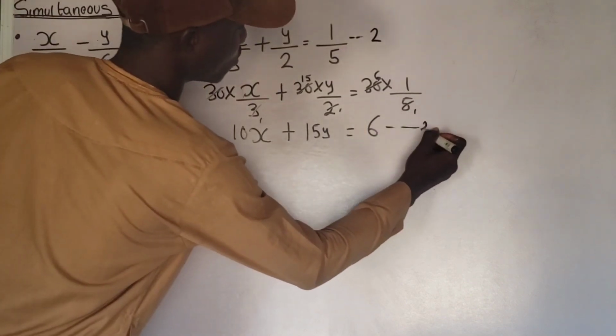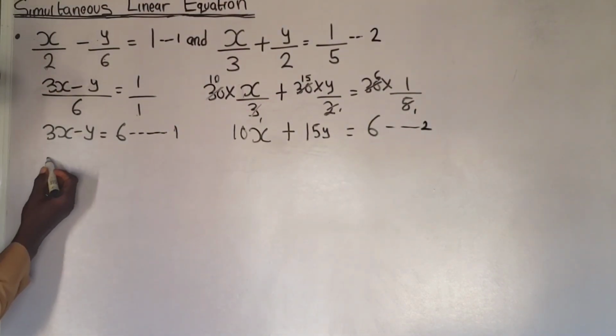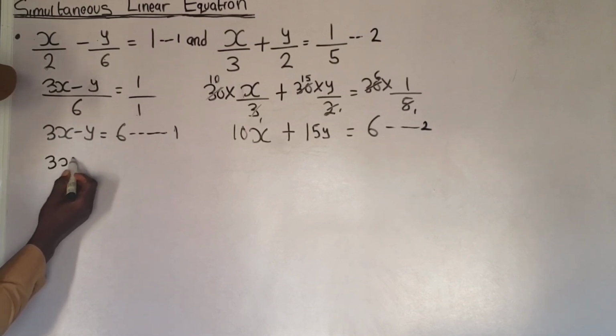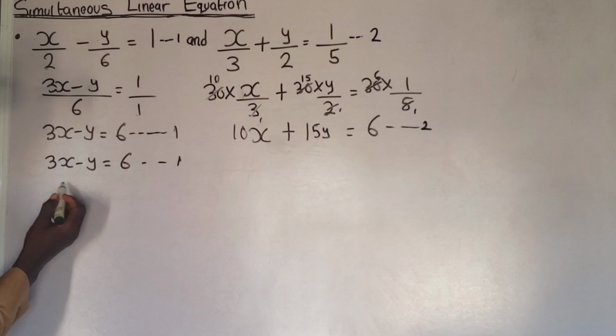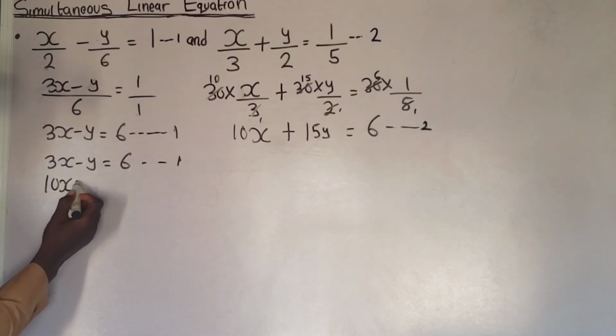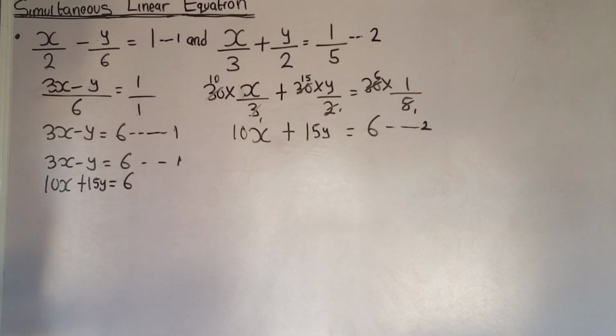This is equation 2. Okay, let us write it together. We have equation 1, 3x minus y is equals to 6, and 10x plus 15y is equals to 6. That is, this is equation 2. Okay, now let us solve this using the substitution method.